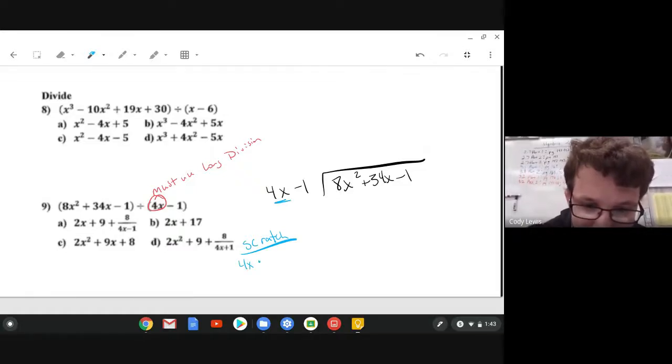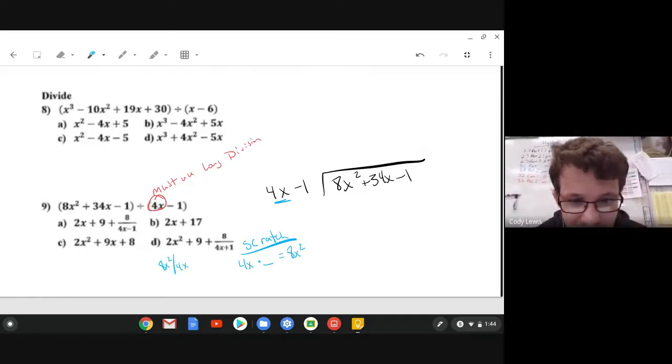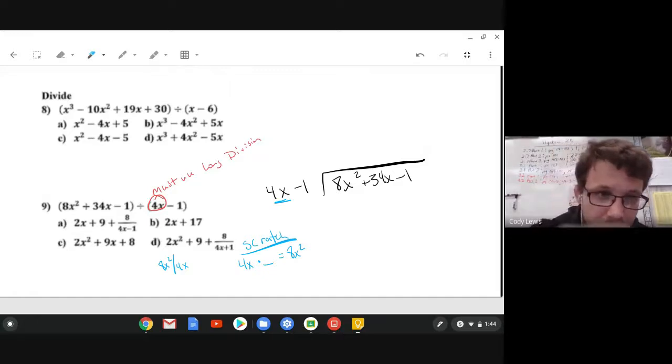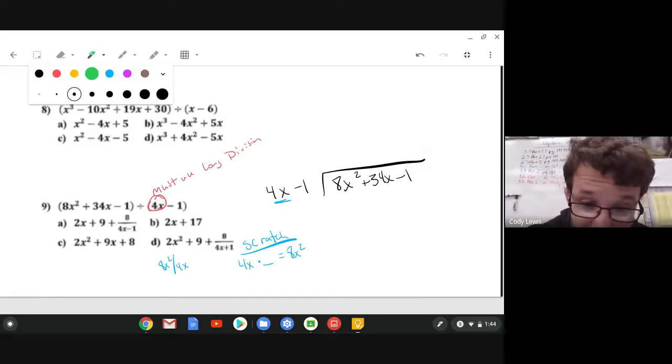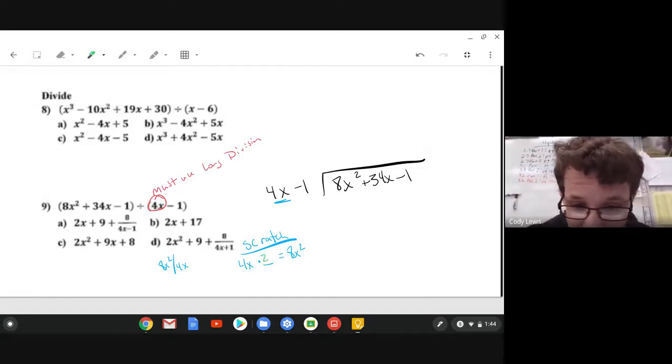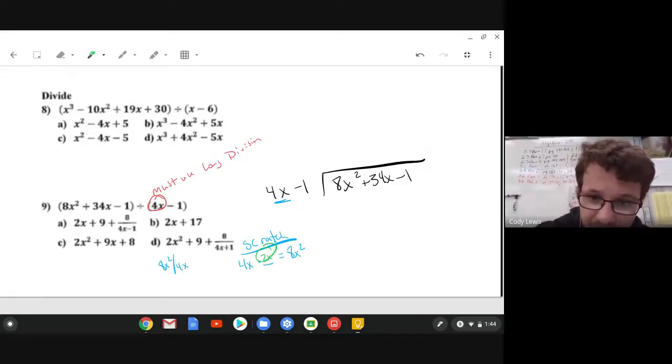I'm going to multiply it by something, and I want to get 8x squared because that's what's going to go on top of the box. Now, if you don't like writing it like that, you also could do 8x squared divided by 4x, but I find that you guys don't like dividing as much as just thinking what times what equals the 8x squared. So hopefully you see pretty easily that 4 times 2 is 8, and x times x is x squared, so it should be 2x. Remember, I take that and I put it right here.